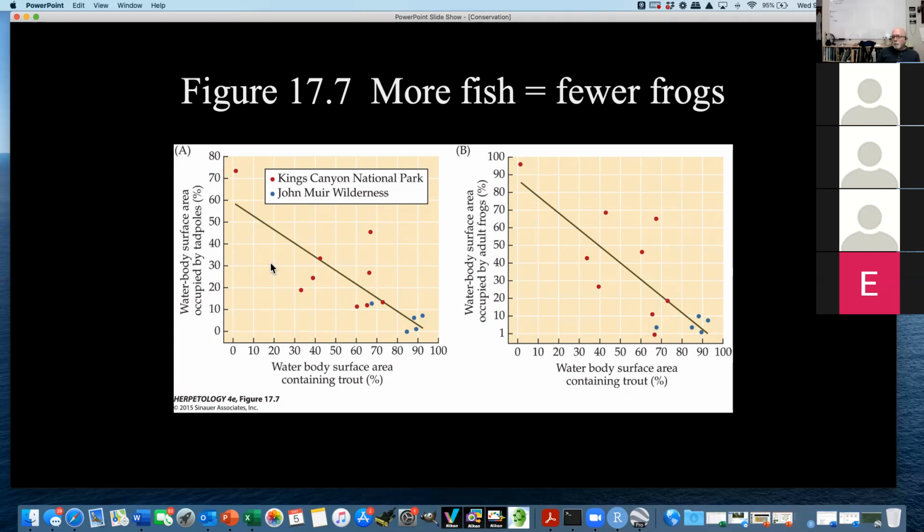A similar problem has happened with the introduction of bullfrogs into the Western United States, once again, mainly for growing for food.